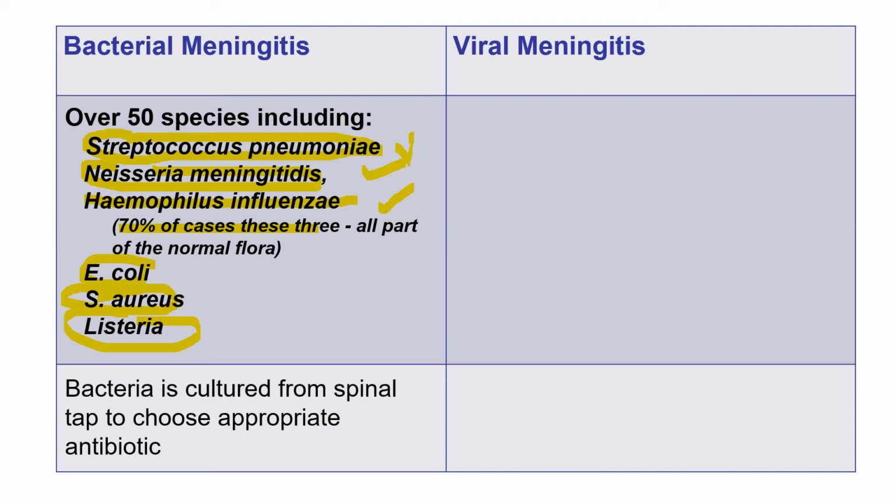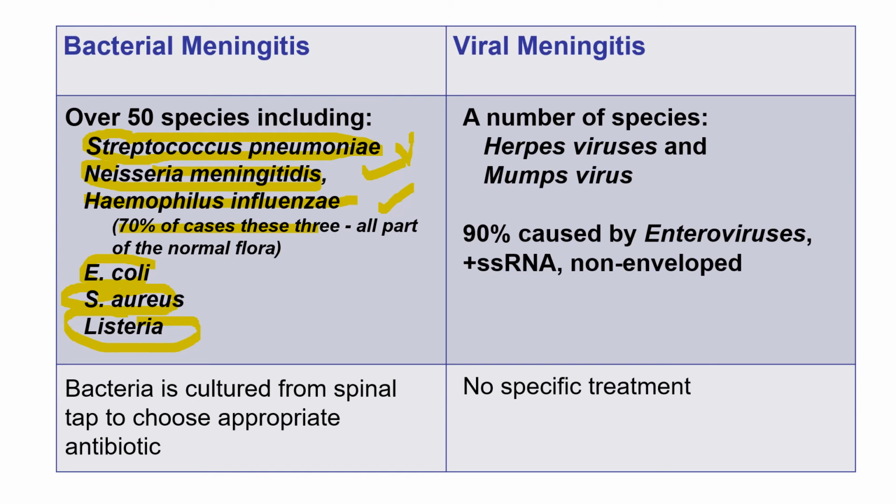So usually what happens when there's a suspicion of meningitis, bacteria are cultured from a spinal tap, and then based on which bacteria it is, they will choose the antibiotic. We can also get viral meningitis. Again, there are many different viruses that can cause different types of meningitis. You can see here it says 90% are caused by enteroviruses. We're not going to get into what that means, but there are also herpes viruses and mumps viruses. And of course, since these are viral infections, we don't have a lot of antivirals, so there's not really a specific treatment. They may try antivirals, but usually they're treating the symptoms and not the cause.